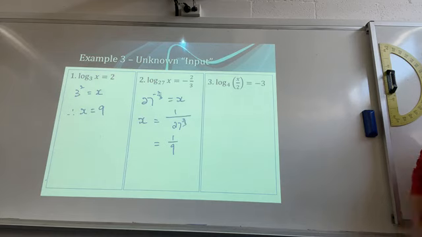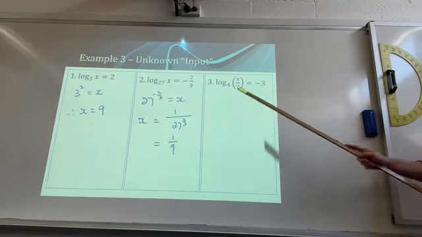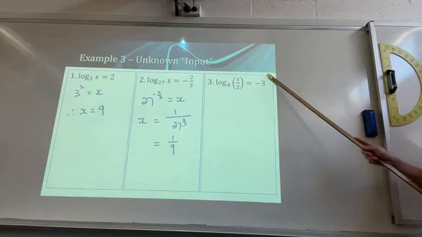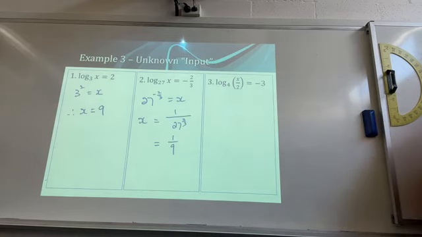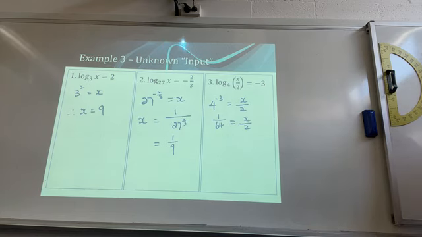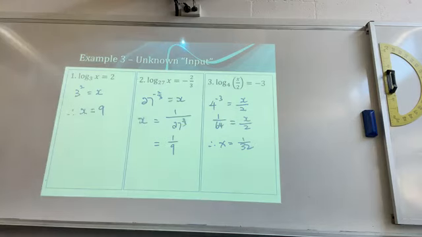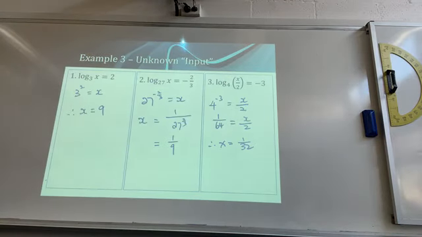What about this one? 4 to the power of minus 3, correct? Yeah. 1 over 64 equals x over 2. Rearranging it, 1 over 64 equals x over 2. Therefore, x is 1 over 32. Yes. Once you know the technique, you should be able to solve it.